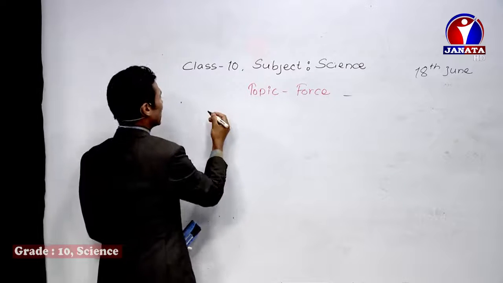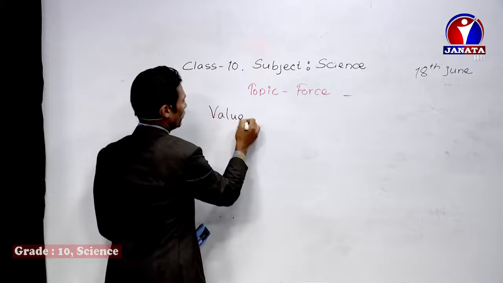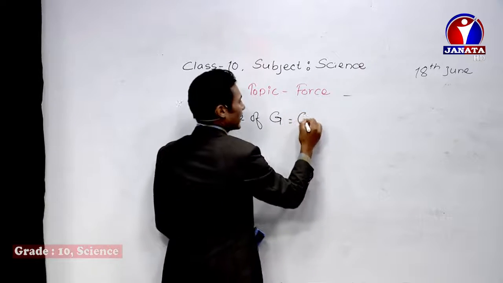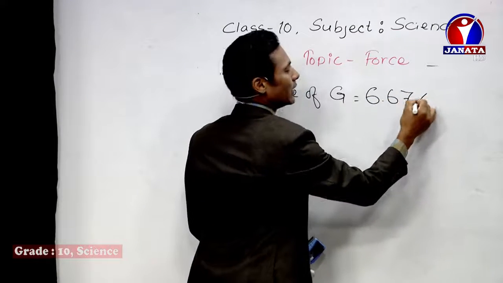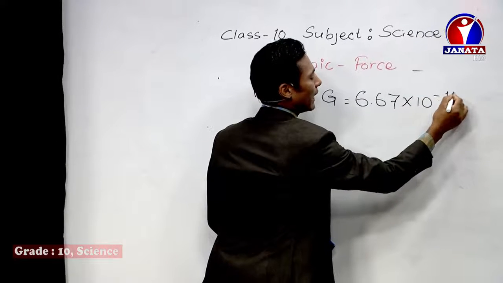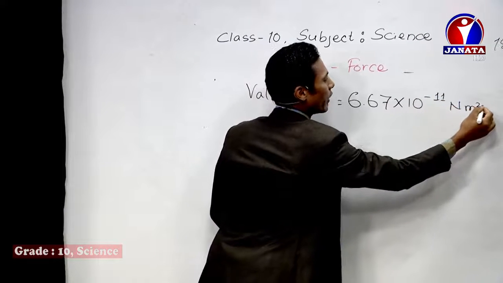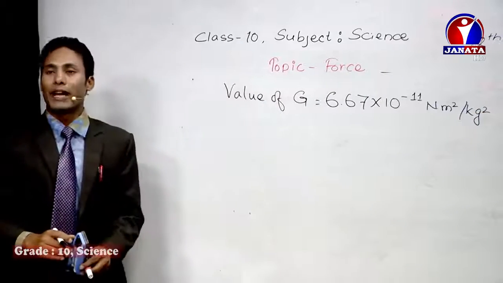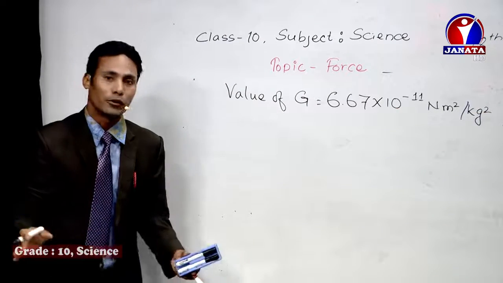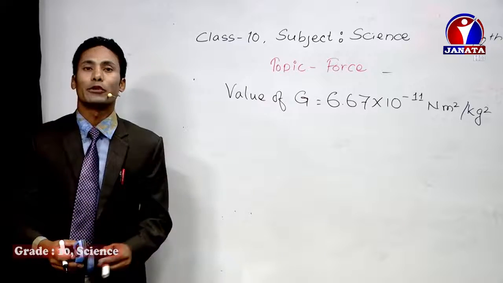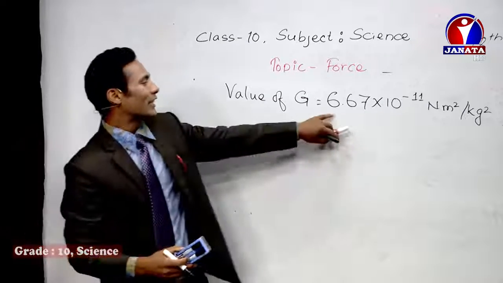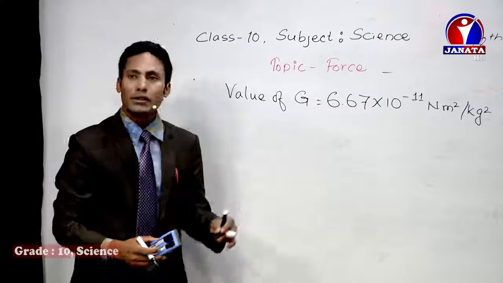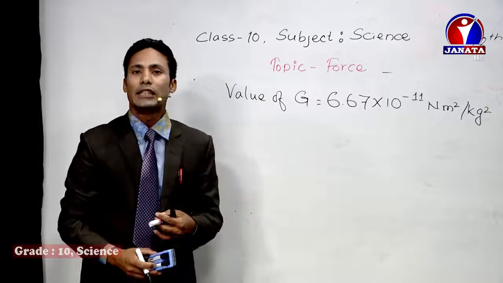So the value of this G equals 6.67 into 10 to the power minus 11 Newton meter square per kg square. This is the constant value everywhere. Wherever you visit, the value of capital G will be the same. That is 6.67 into 10 to the power minus 11 Newton meter square per kg square.